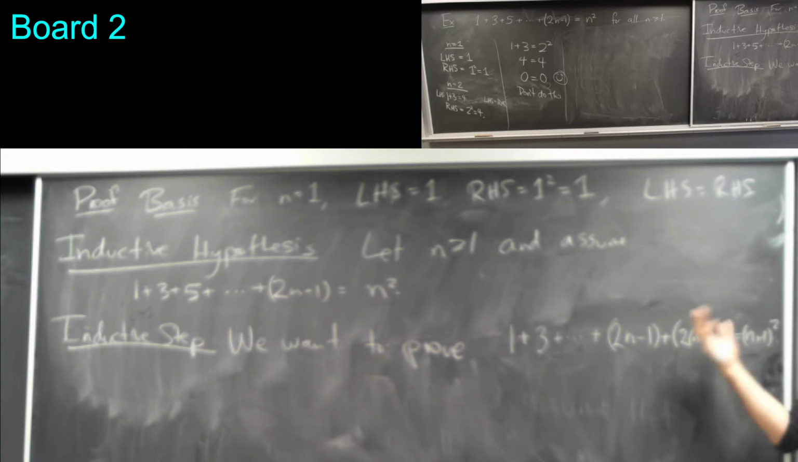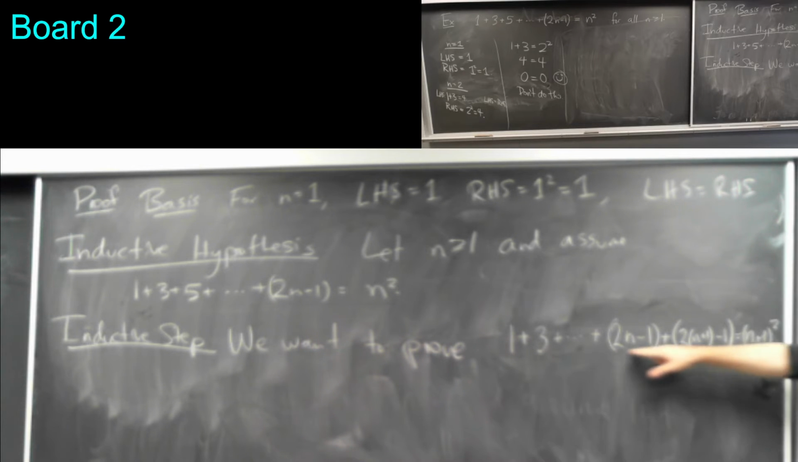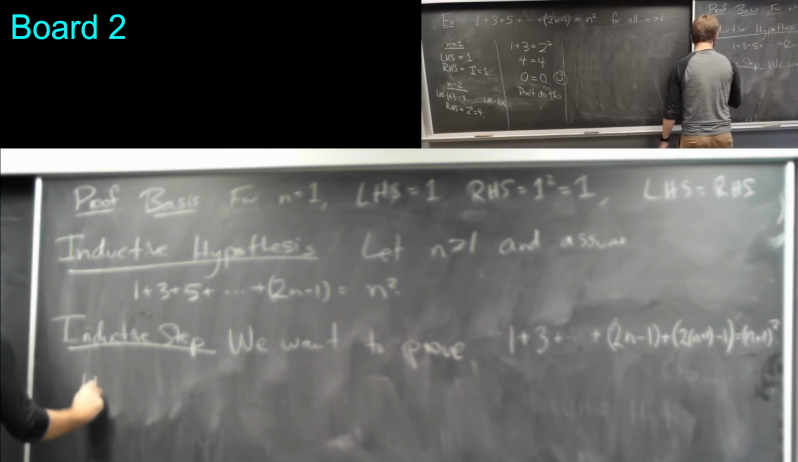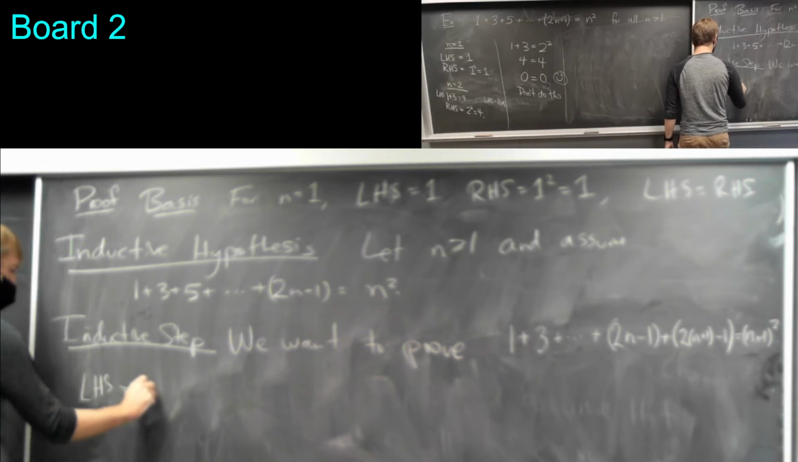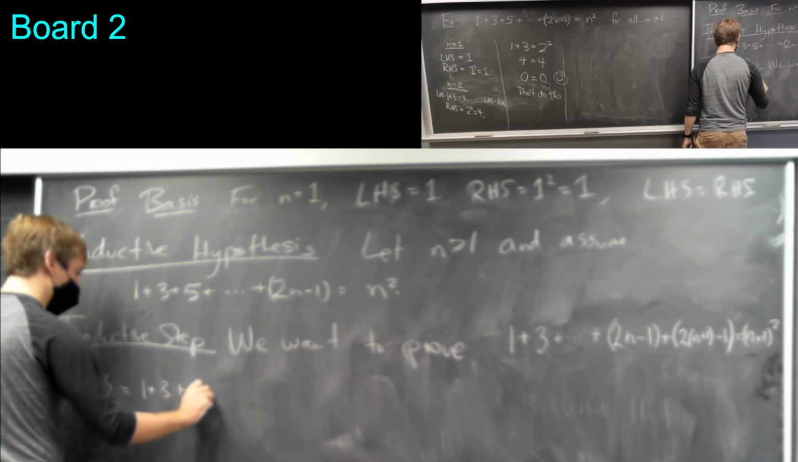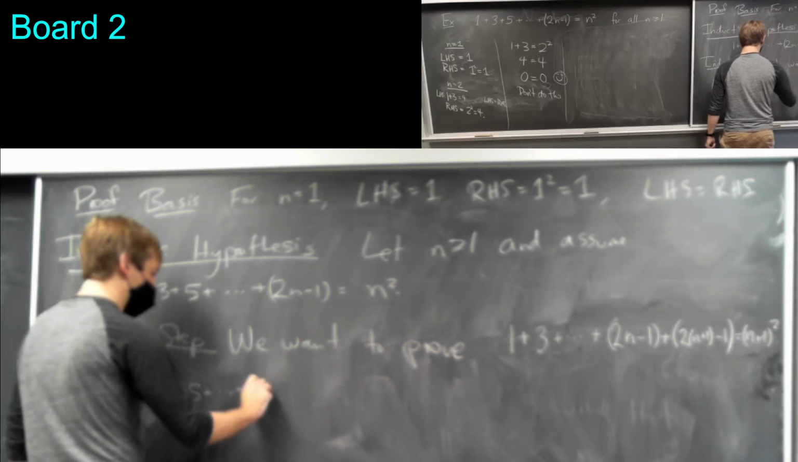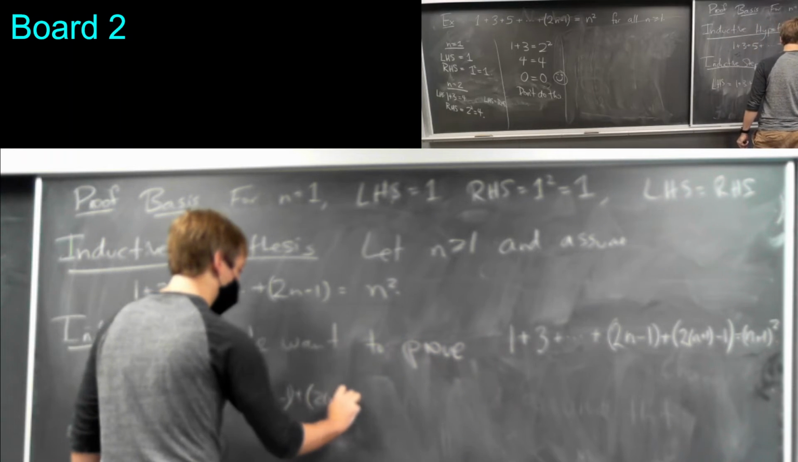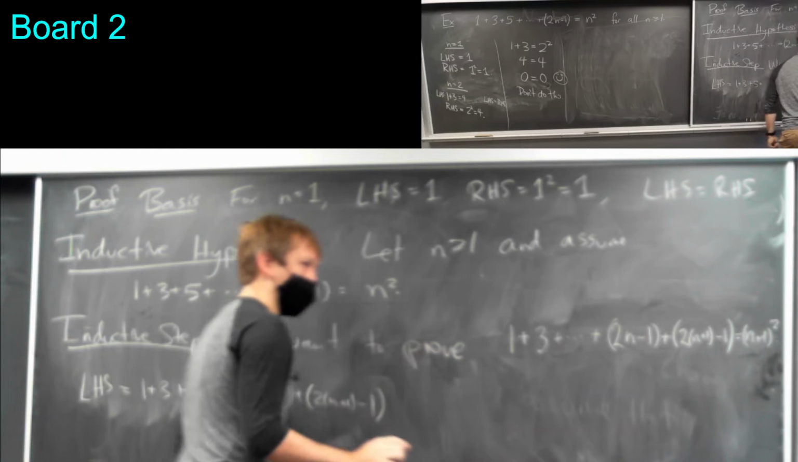So the best thing to do here is just start by writing the left side and don't write the right side. Start by writing the left side, break it down until you get that it's equal to the right side, and then you've proved it. So my left-hand side is 1 plus 3 plus 5 dot dot dot up to 2n minus 1 plus 2n plus 1 minus 1.